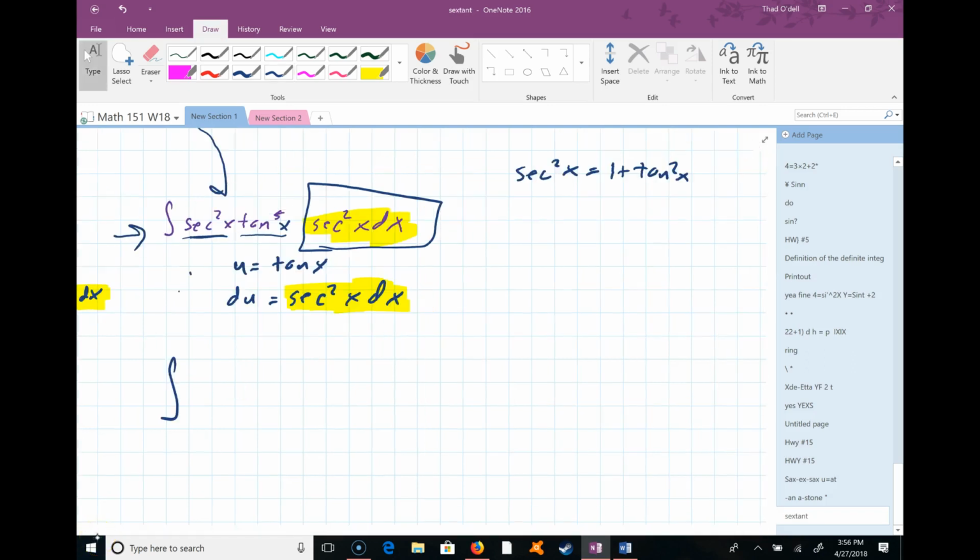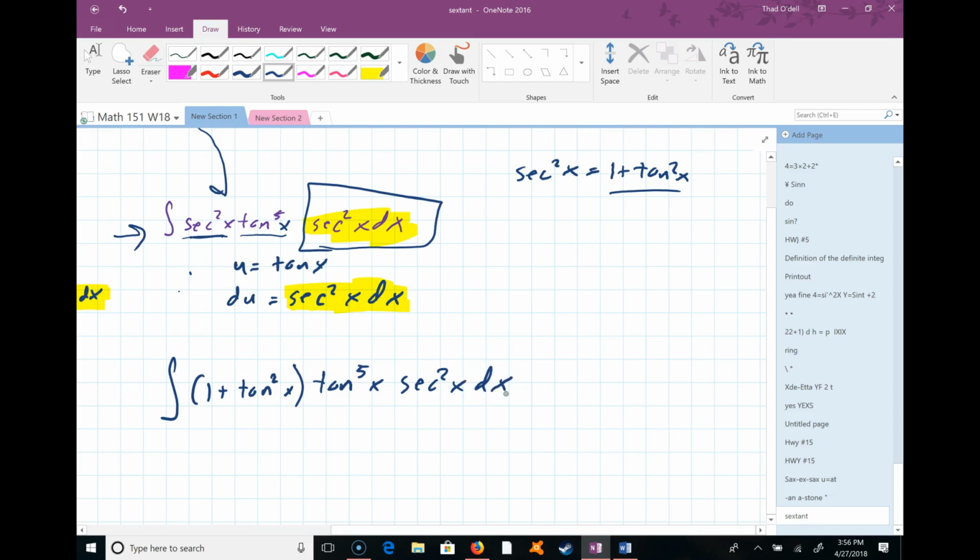So that means I'm going to substitute this secant with 1 plus tangent. So I'm going to have in here 1 plus tangent squared times tangent to the fifth times secant squared x dx.